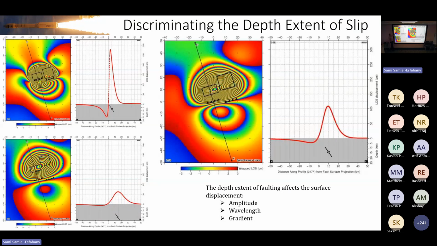So have a look at the depth extent of faulting, the amplitude, total displacement you see, the wavelength over which it is happening, when it's narrow or wide, and the gradient you get from it. That gradient, that displacement, which is then the fringe spacing.